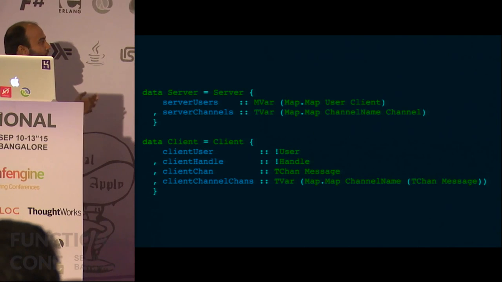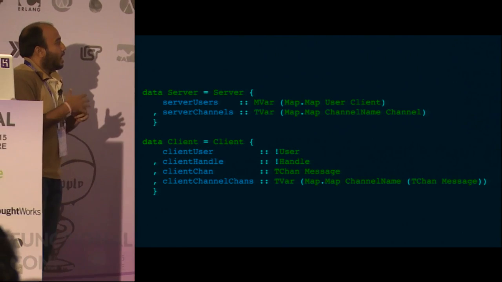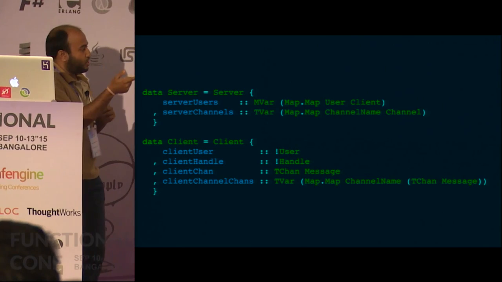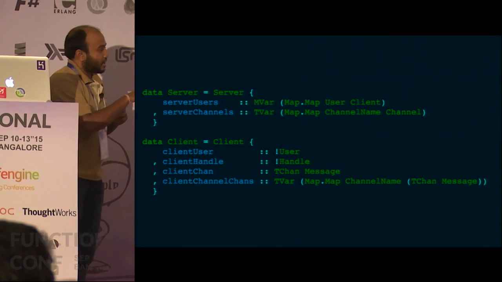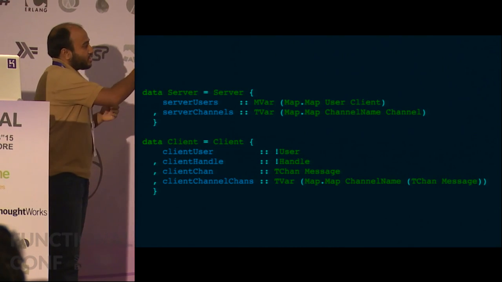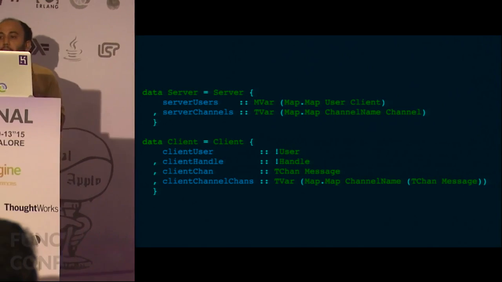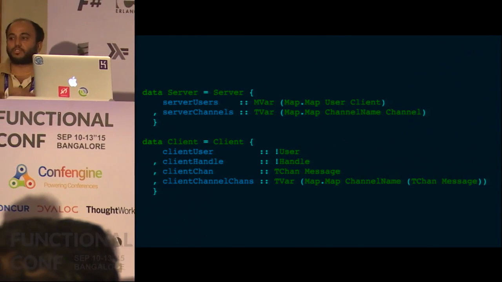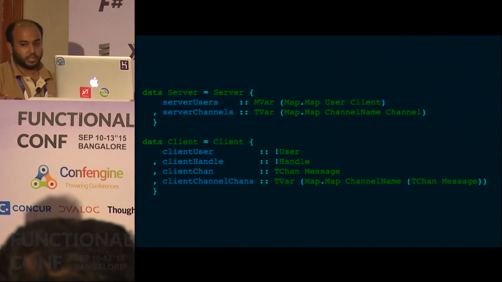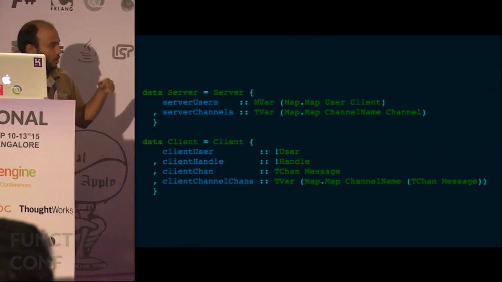This is the server now. It has been changed to add a map of channels, which is inside a TVar. And the client has been changed so the client channel goes from Chan to TChan, and now the client also has a map of channels to which the client is subscribed. There's a map from channel name to TChan of message, which is inside a TVar, because the user subscribes to multiple channels. You can join multiple channels and leave them over time, so you need to change that map all the time. I'll explain all of these in a while.